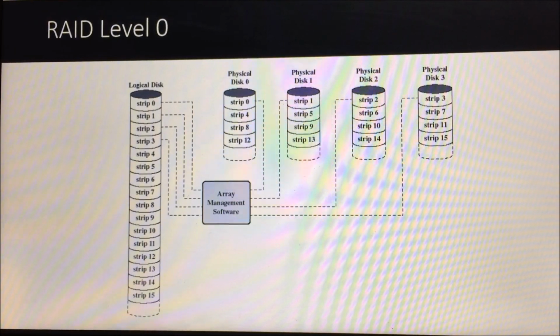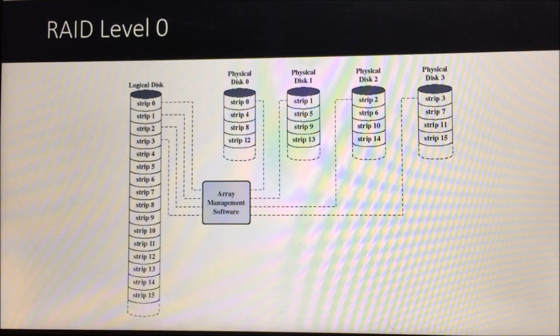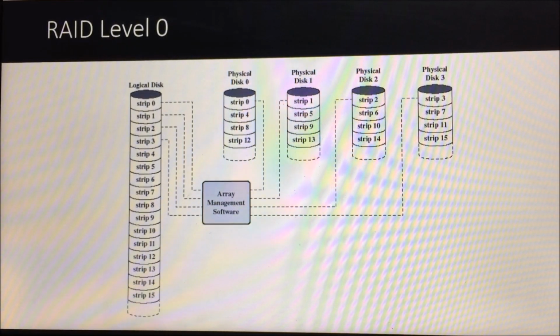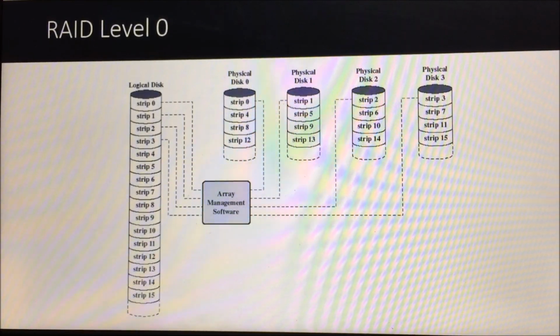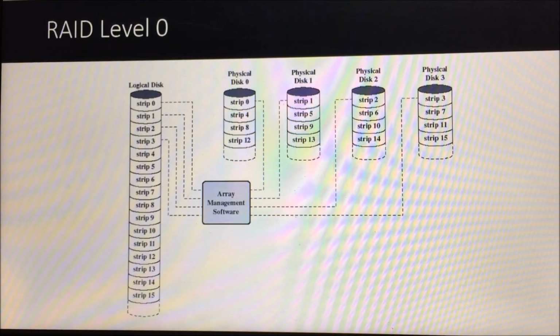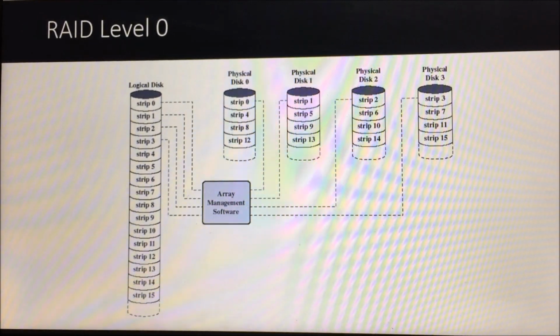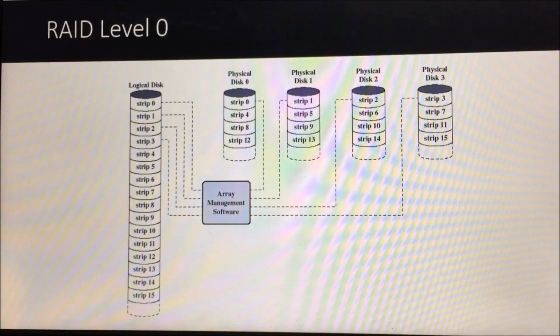The round robin method means first strip 0 goes to physical disk 0, strip 1 goes to physical disk 1, strip 2 goes to disk 2, strip 3 goes to disk 3, and now again strip 4 goes to physical disk 0, strip 5 goes to disk 1. Like this it continues until all the strips are mapped to one or the other physical disks.